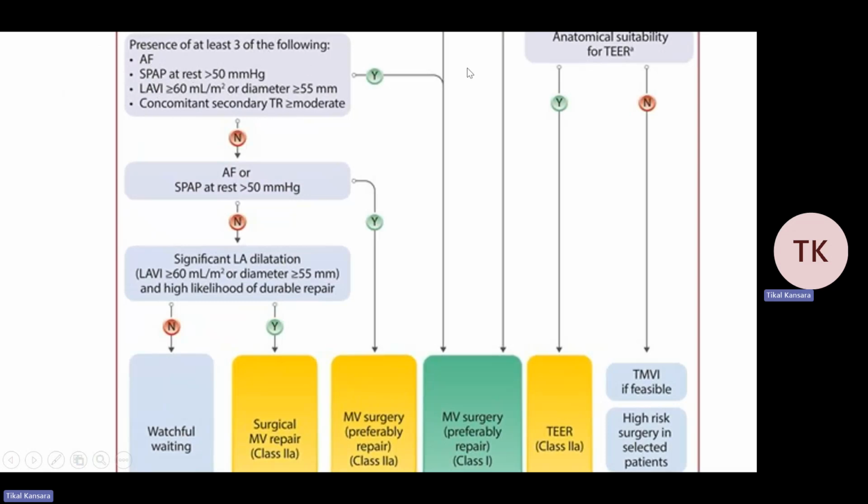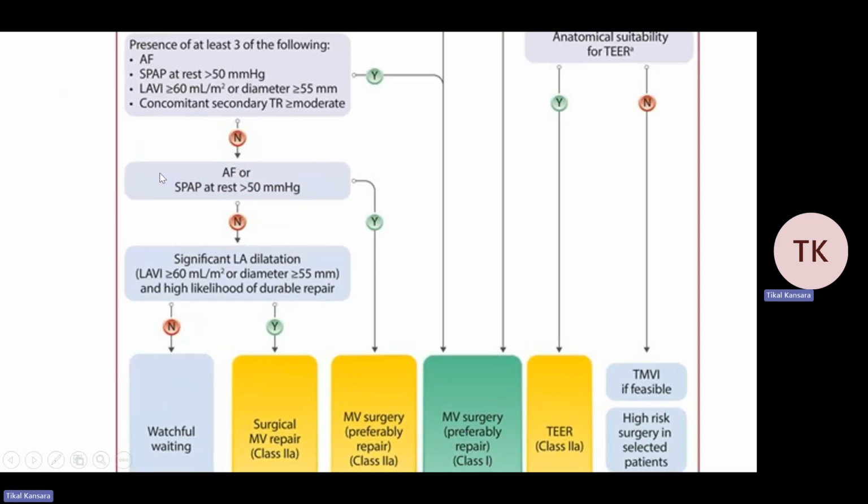If 3 of the 4 are present, there still is a class 1 indication to undergo repair. So an asymptomatic patient with SPEP more than 50. This was also asked in the training exam based on the previous study, that there was a question for that, and the treatment was repair, even though the patient was asymptomatic.